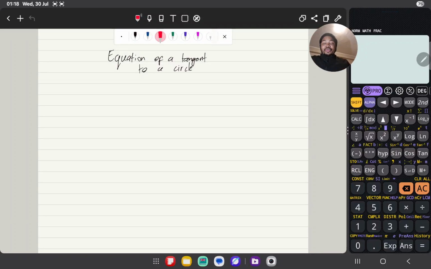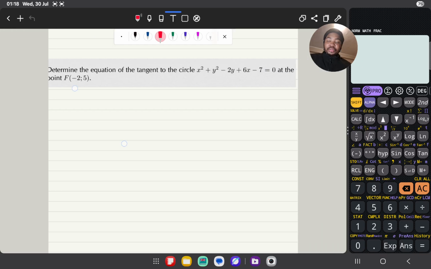Yeah, so equations of a tangent to a circle. For this content, there's nothing that I can teach you in terms of theory, but there's a lot I'm going to teach you when it comes to application. So what I'm going to do is jump into some examples.